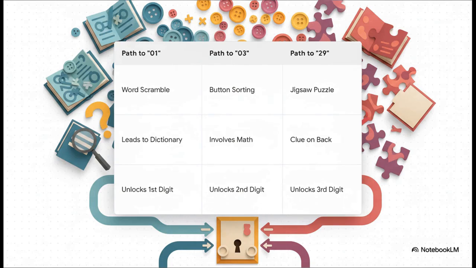Remember our final code, 010329? Well, instead of one long chain to find the whole thing, you can create 3 separate puzzle chains. One team could be tackling that dictionary puzzle to find the 01, while another team is over in the corner sorting buttons to figure out 03, and a third group is putting together a jigsaw puzzle to get 29. It's the same final goal, just with a bunch of different paths to get there.